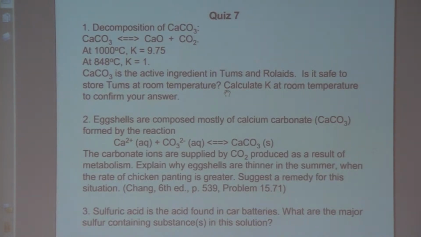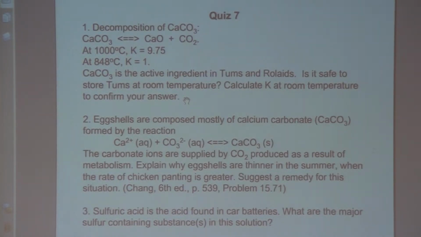And actually, this last part here, calculate K at room temperature, we haven't gotten to that yet. As we talk more about energy and chemical reactions, we can apply thermodynamics to actually calculate the equilibrium constant K at room temperature. So we'll do that in a few weeks, actually after spring break.